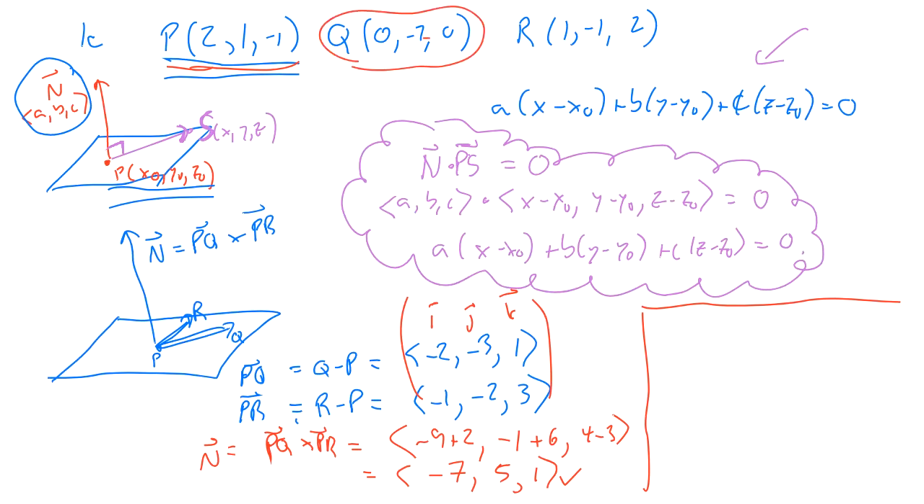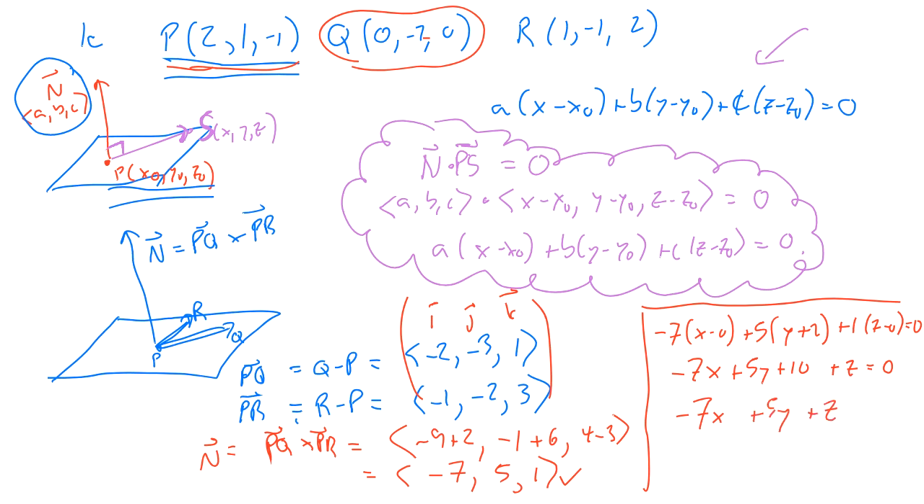So I have -7 times x minus 0 plus 5 times y minus -2 plus 1 times z minus 0 equals 0. So -7x plus 5y plus 10 plus z equals 0. So -7x plus 5y plus z equals -10.